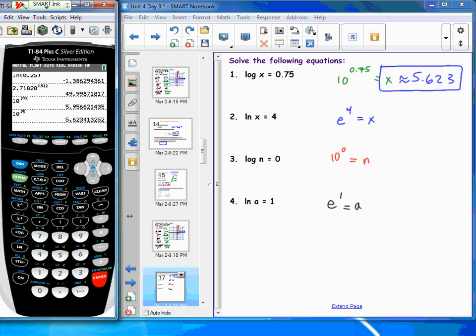e to the fourth is exact. As an approximation, that would be about 54.598.